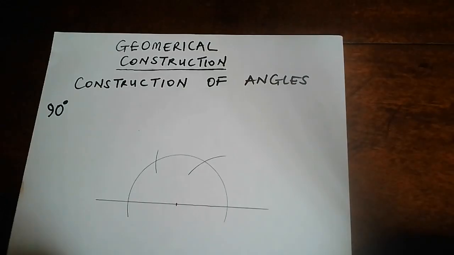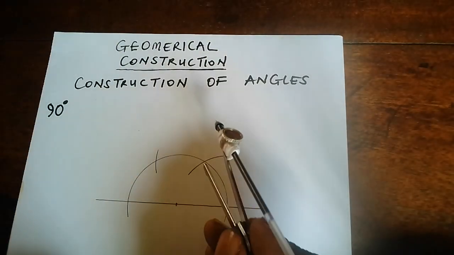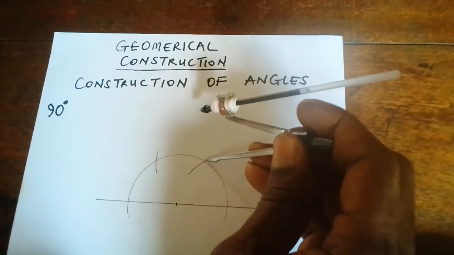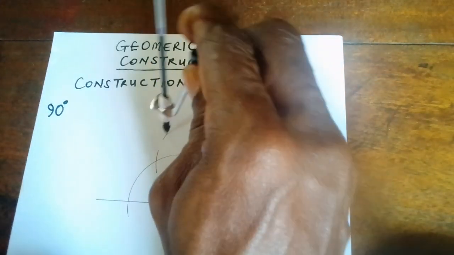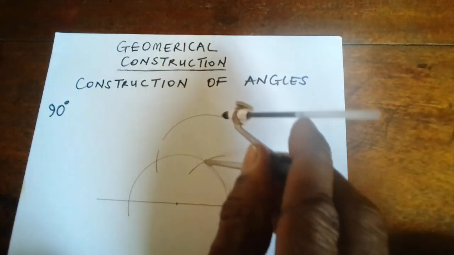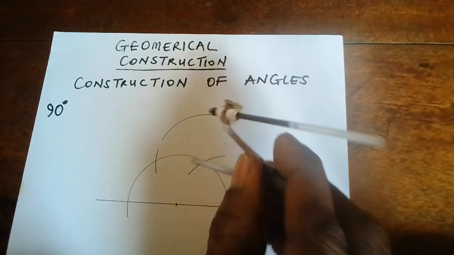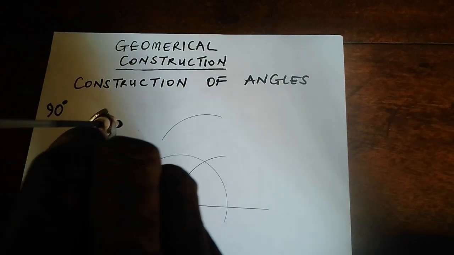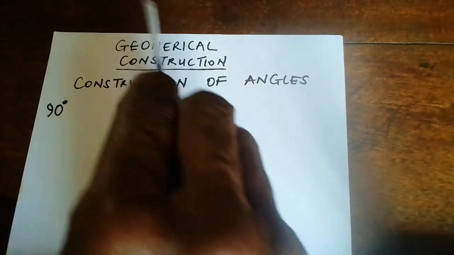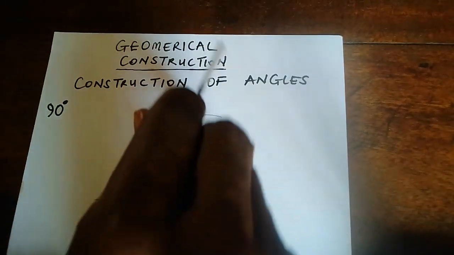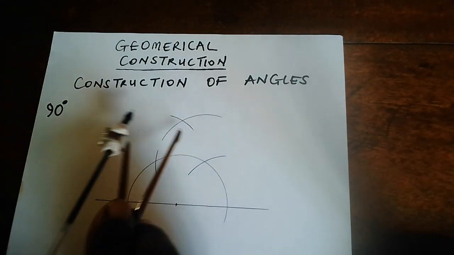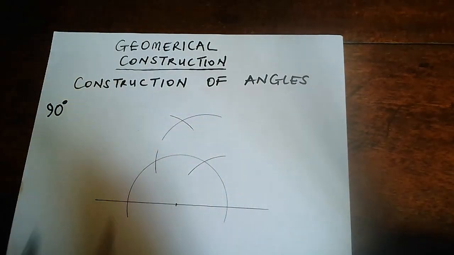Now after doing that, you will place the pin of your compass here. Then you strike another arc up. You strike an arc up like this. You see? So you place it at the other side of the curve again and strike another arc this way. You place it here, you strike an arc. You place it here, strike the arc.